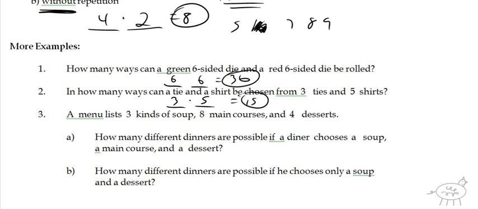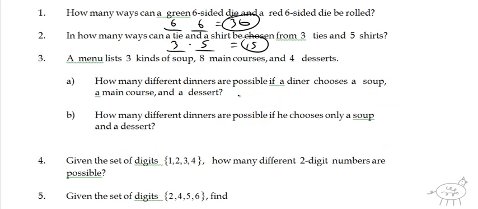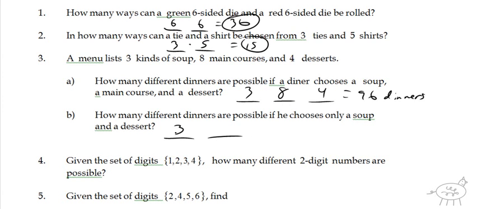Okay? A menu lists 3 kinds of soup, 8 main courses, and 4 desserts. How many different dinners are possible if a diner chooses a soup, a main course, and a dessert? Same thing, math fans. Slot method. 3 slots, 3 kinds of soup, 8 main courses, 4 desserts. Okay? And that gives me 96 dinners. How many different dinners are possible if he chooses only a soup and a dessert? So it's 2 slots. A soup, again, there are 3 soups, and dessert, which means there are 4 of them. So the answer is 12 for this one, 12 dinners or meals.